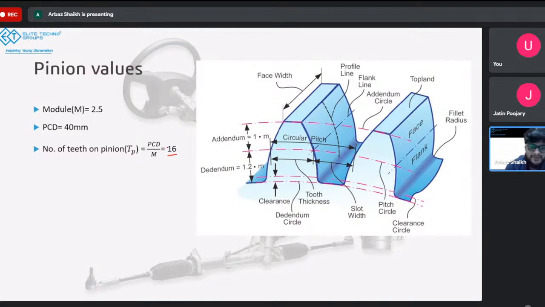But for our case, I have assumed the module to be 2.5 because I wanted the number of teeth to be a whole number, right? With that, I can calculate the addendum and dedendum. So in this figure, you can see what addendum and dedendum are. If we consider this to be the pitch circle, at which we calculate the pitch circle diameter, the gear will be a little bit above the pitch circle and a little bit below the pitch circle. Always, this is the terminology of the gear, right? How much ever it is above the pitch circle is called the addendum, and how much ever it is below the pitch circle is called the dedendum.